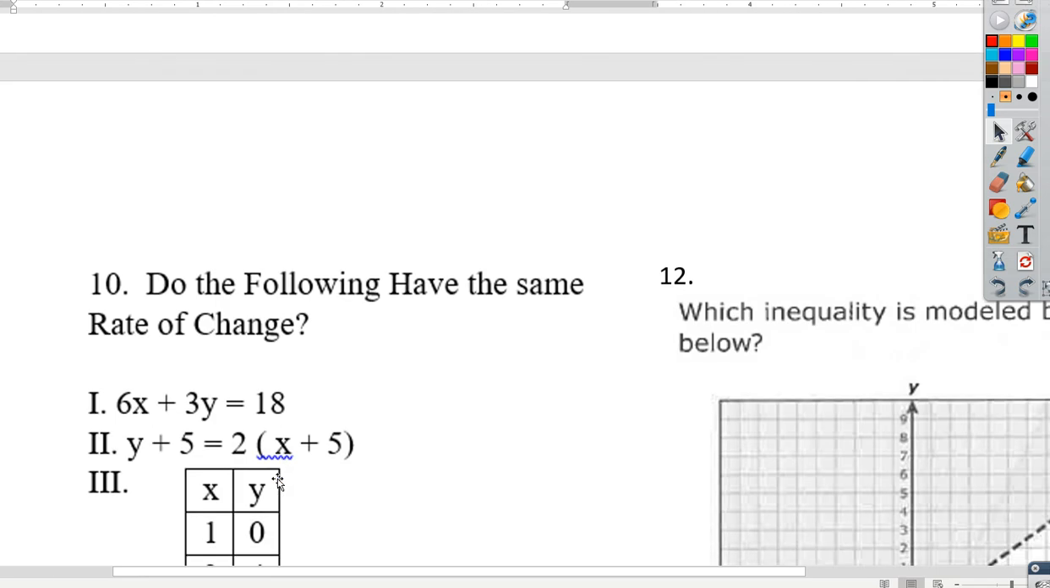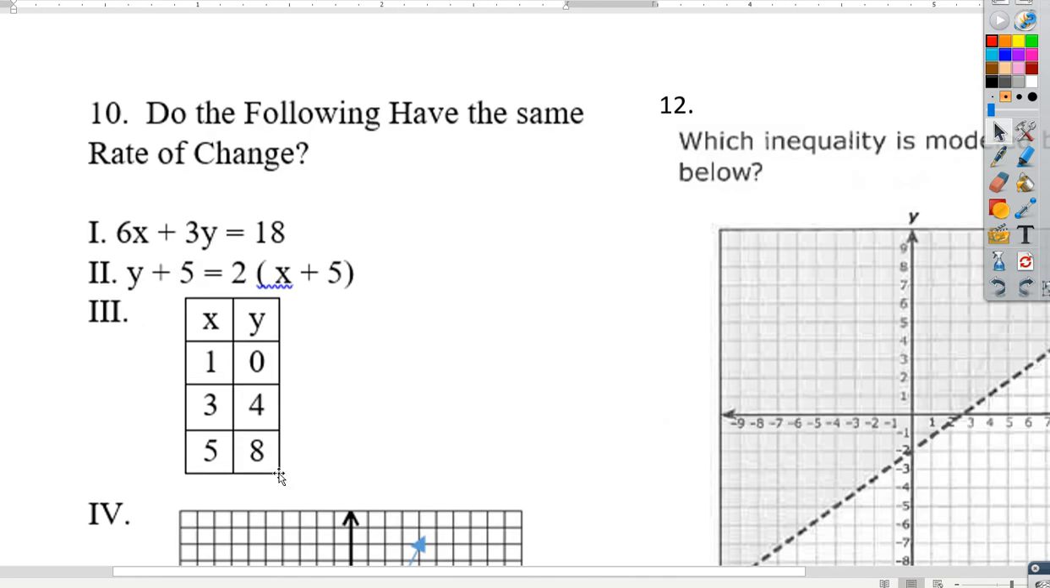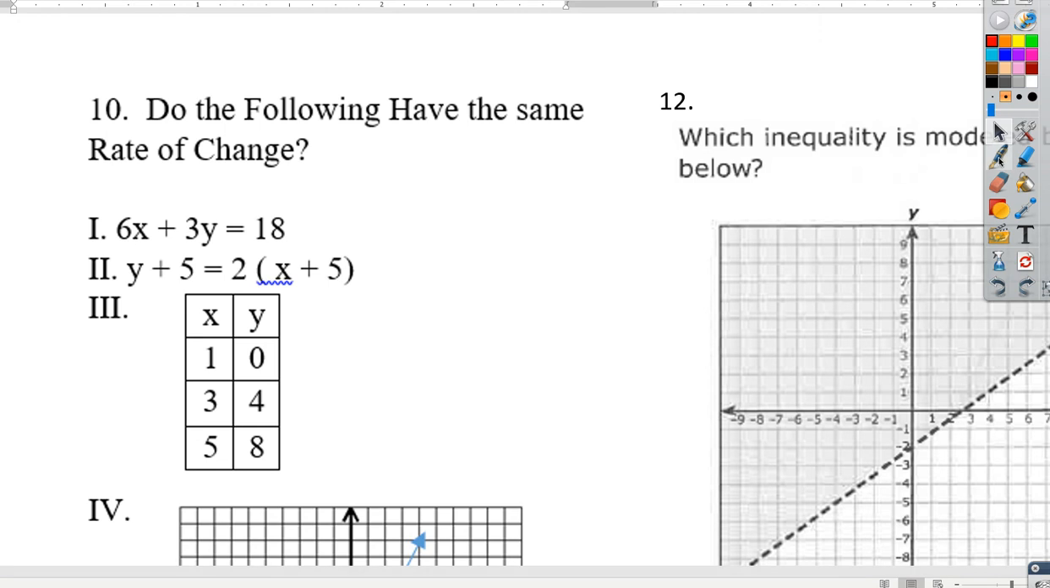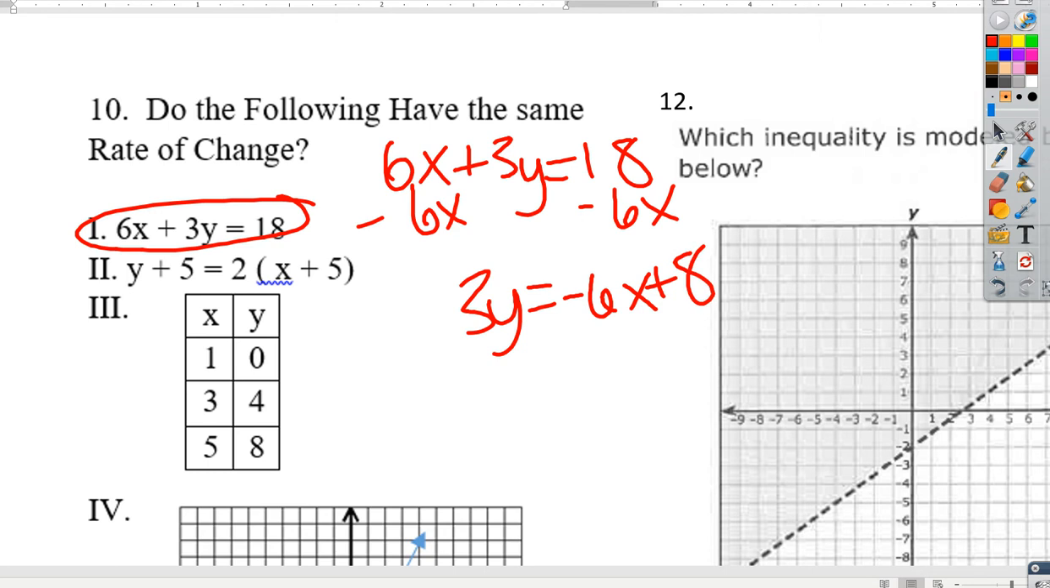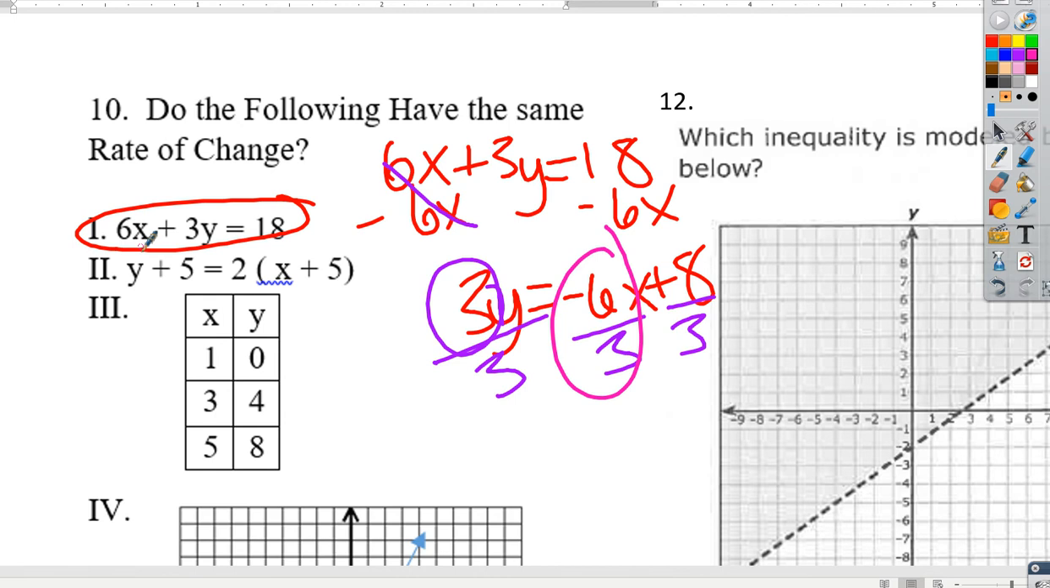Okay, number 10 says, do the following have the same rate of change? So you need to find the slope. What you're going to do to find the slope on this one is solve for y. So you have 6x plus 3y equals 18. So minus 6x, minus 6x. We have 3y equals negative 6x plus 18, and finish it off. We said move the x, which we already did, and then divide by the number in front of the y. So divide everything by 3, finish it off so you can find the slope. The slope would be the answer you get from these numbers here. That's how you find the slope on that one.